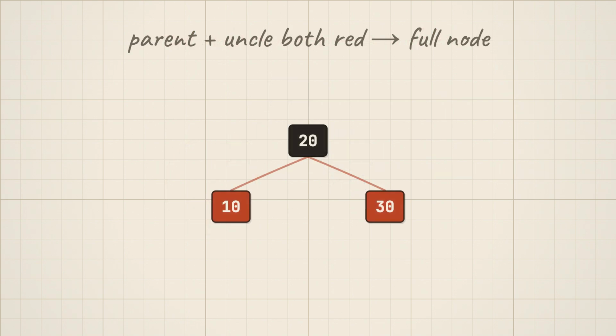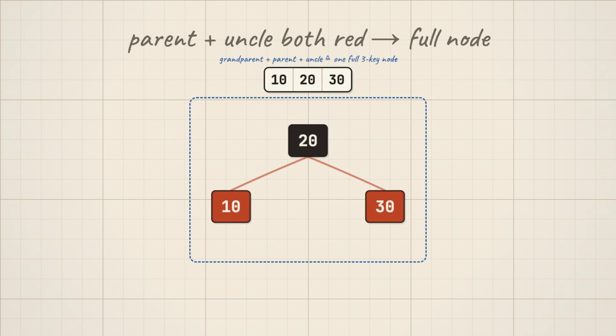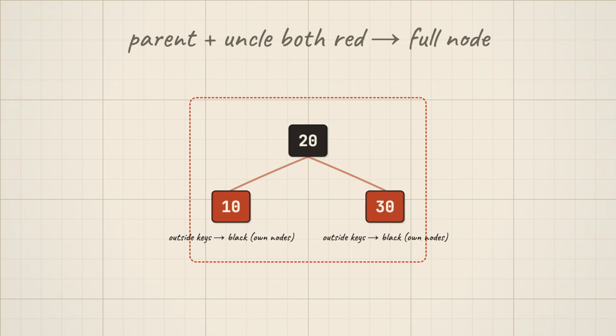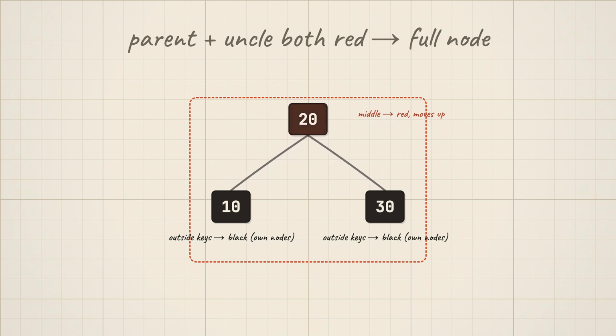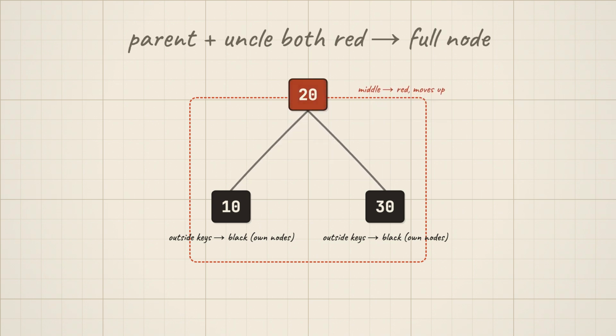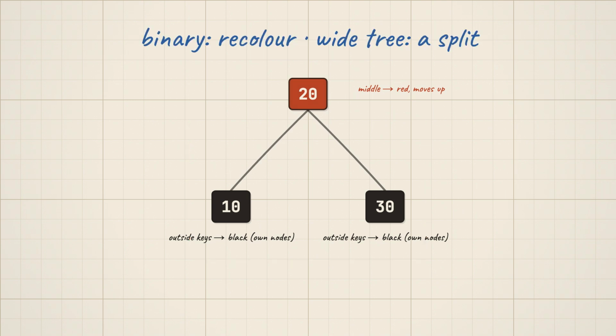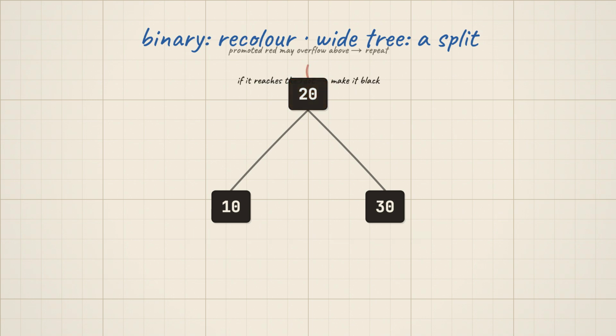Suppose the parent and uncle are both red. Together with the black grandparent, they represent 1 full 3-key node. The wide node is full, so it must split. The 2 outside keys now begin separate wide nodes, so they become black. The middle key moves upward into the wide node above, so it becomes red. In the binary representation, this looks like recoloring. In the original wide tree, it is simply a node split. The promoted key may make the node above too full, so recoloring can continue upward. If the promoted key reaches the root, make the root black.